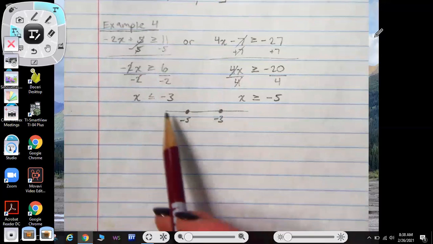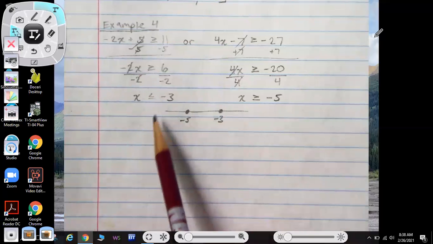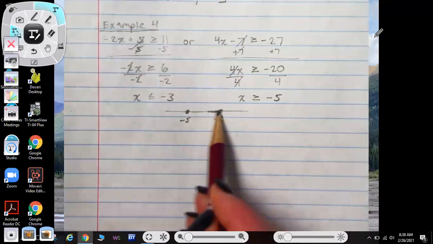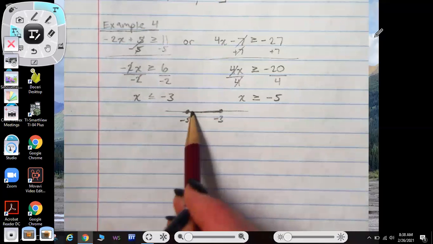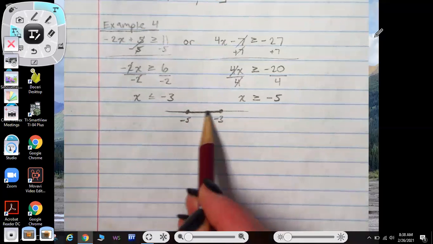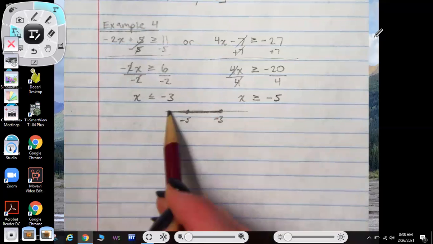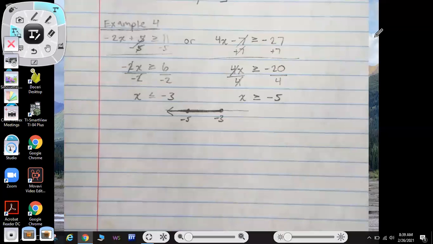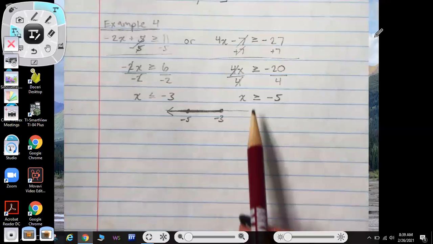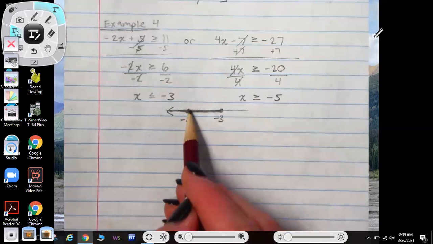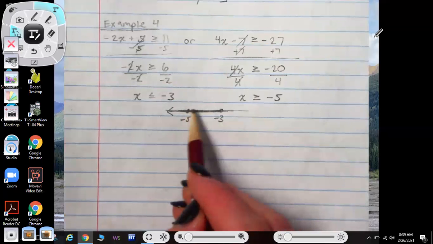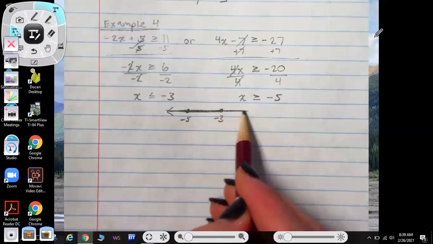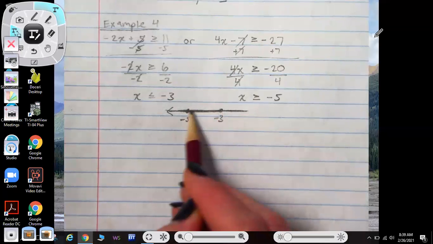Okay, let's shade. x is less than or equal to -3. So we shade all the numbers less than -3. So that's all the numbers to the left of -3 all the way out to negative infinity. x is greater than or equal to -5. So our solution is all the numbers greater than -5 all the way out to positive infinity.